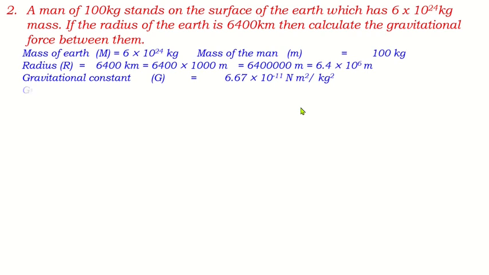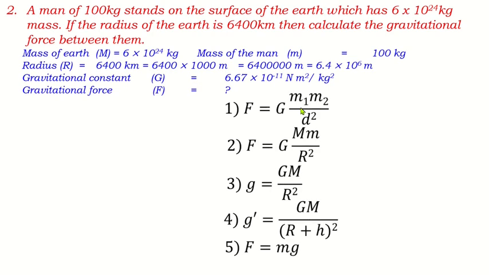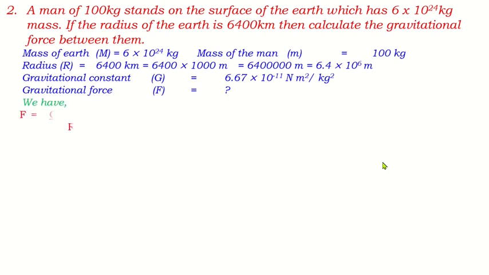Now how to solve this numerical problem? Among these equations, which one is suitable? Now we have to see this. Here we have capital M, small m, r, and what? F. G is also present. Capital M, small m, r, and F. It is present in the second equation. So we are using the second equation. So we have the second equation, I am writing, F equal to G, capital M, small m by r squared.